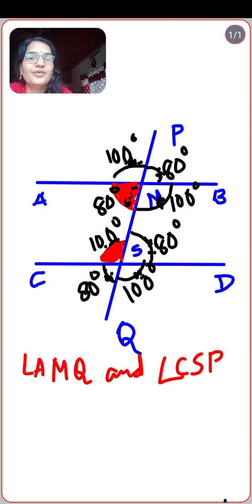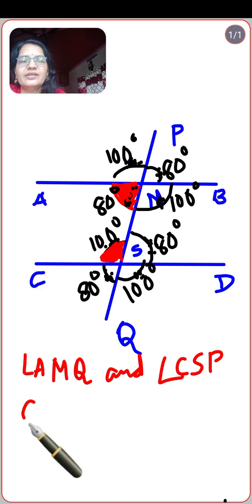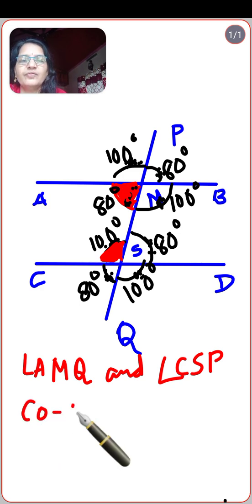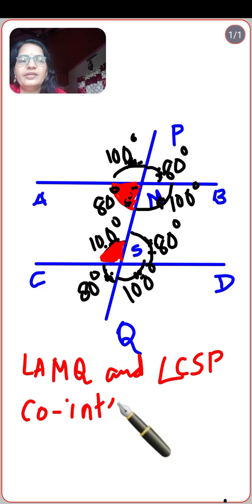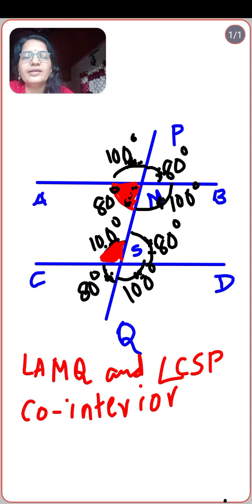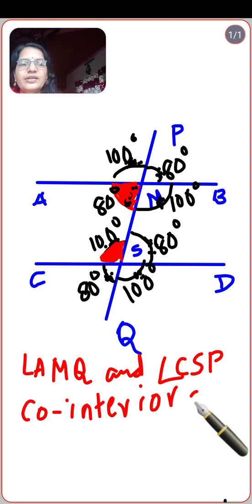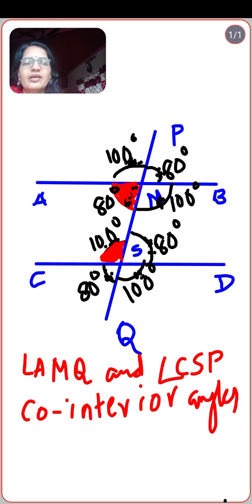What is the speciality of these angles? They are in the interior side of the parallel lines and on the same side of the transversal, or the cutting line, isn't it? Such a pair of angles is known as co-interior angles. Co-interior angles. Okay?